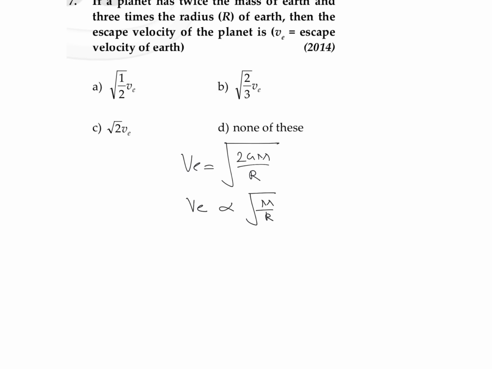root of R. So we can write the escape velocity on that planet by escape velocity on Earth's surface will be equal to root of mass of that planet divided by mass of Earth, into under root of radius of Earth divided by radius of that planet.